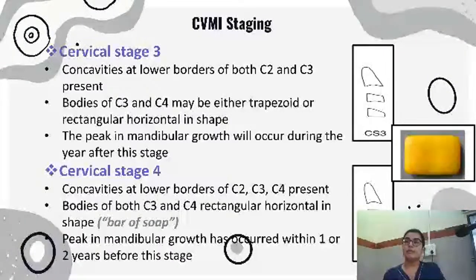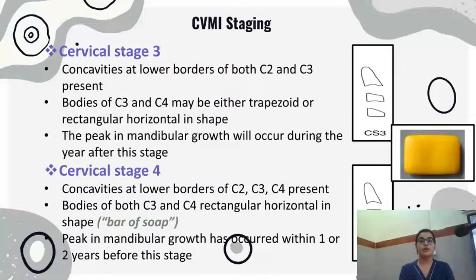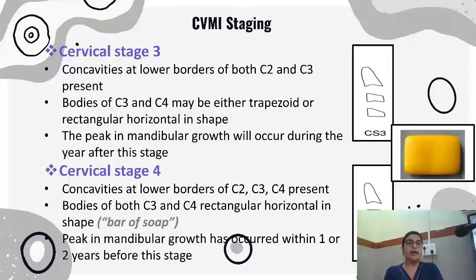And CVMI stage 4: concavities of the lower borders of C2, C3, and C4 are present. The bodies of both C3 and C4 are rectangular horizontal in shape, resembling a bar of soap, and the peak of mandibular growth has occurred within 1 or 2 years before this stage.